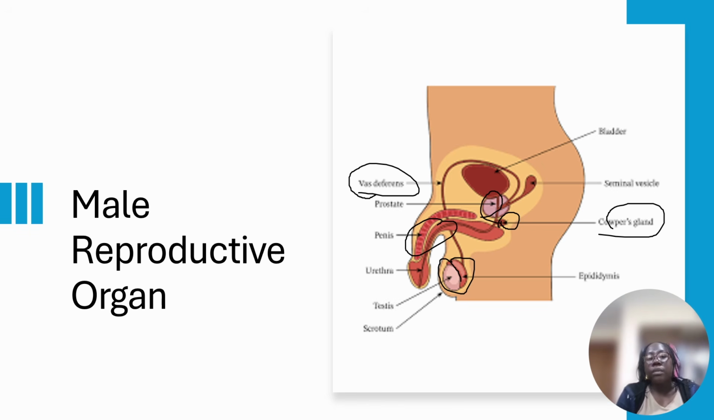deferens. And we know that in the male, the urinary system and the reproductive system are kind of intertwined with each other. That's why you're seeing here the bladder. You're seeing also the urethra, etc. So we're going to see the organs in the female reproductive system.